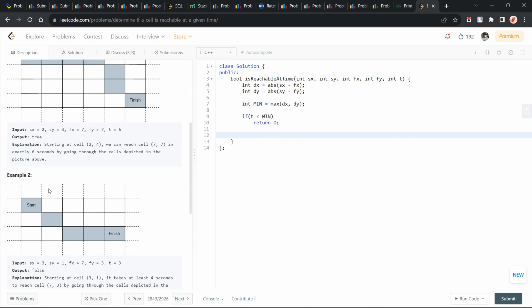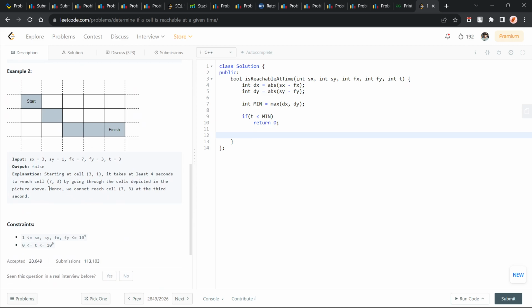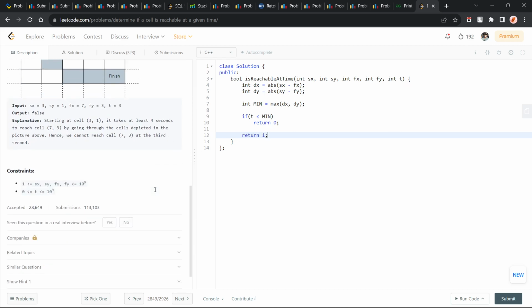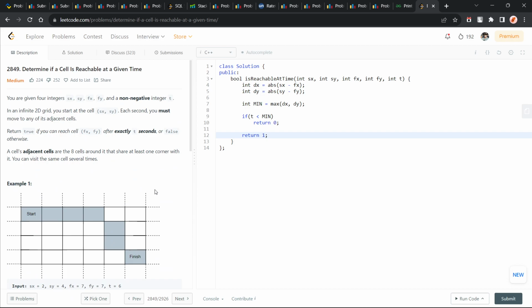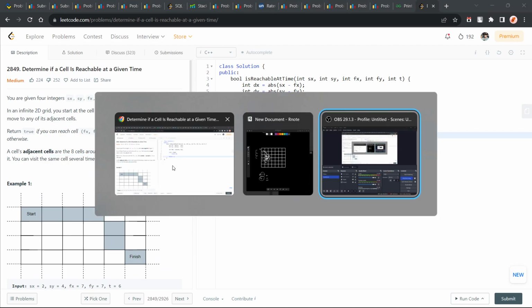And let us just check some sample test cases for whenever it is false. So in this case you will see that the maximum is going to be 4 and the time is 3, so it is false. Can I just directly return 1 here? I am just trying this part.